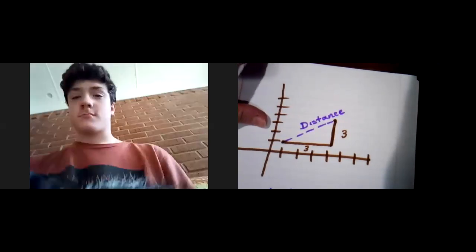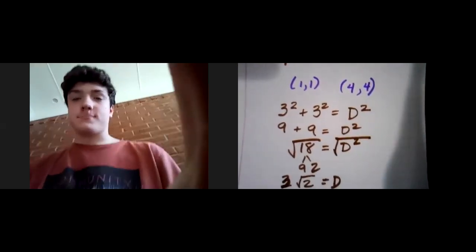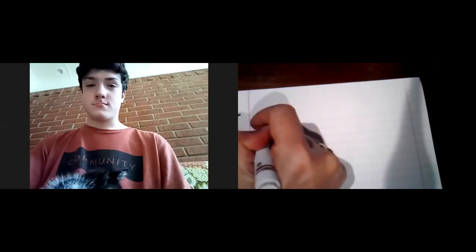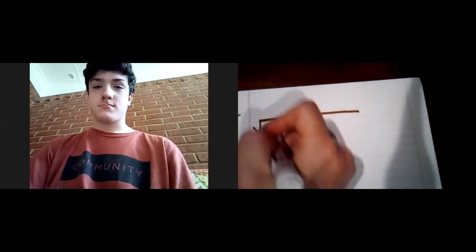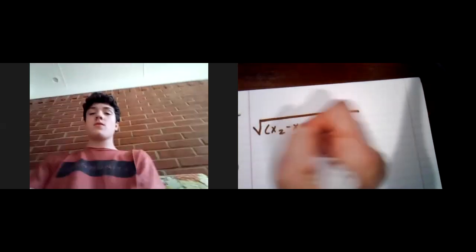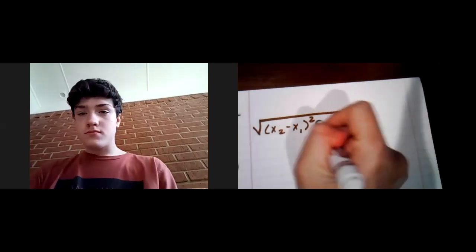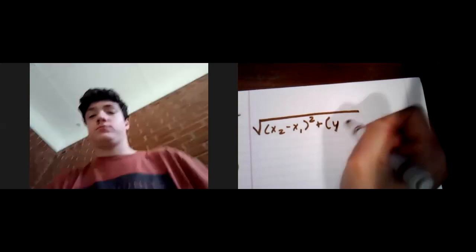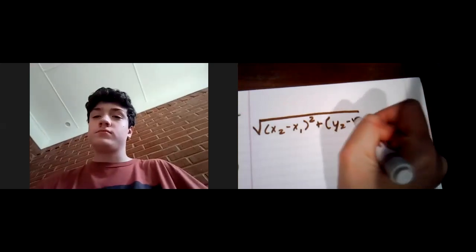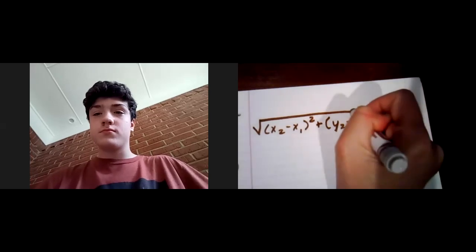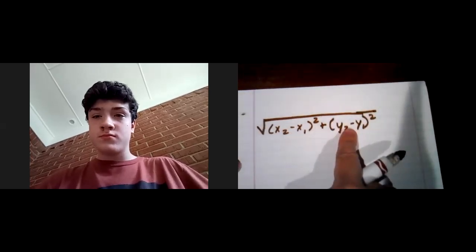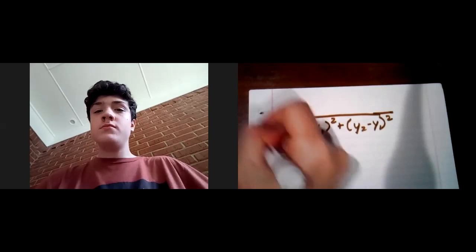Well, they have just come up with a formula, okay? And the formula is this. And this is what everyone needs to be writing down in their notes, okay? So basically you find the difference between one of the x's and the other x, you square it, and then you add that to the difference of the y's and square it, and you're taking the square root, okay? And this is equal to d.